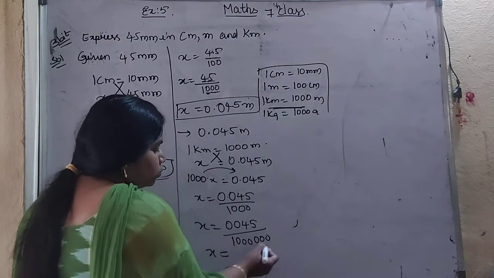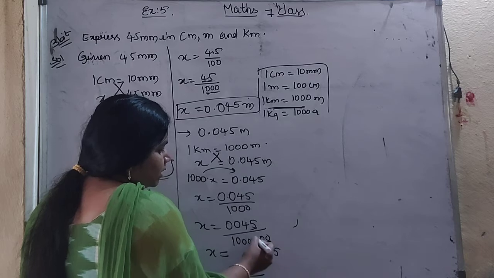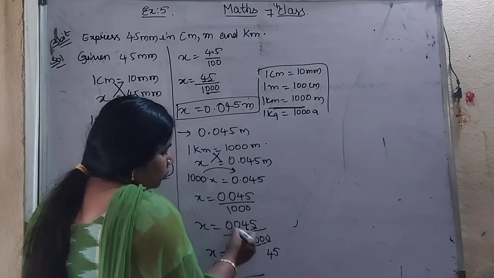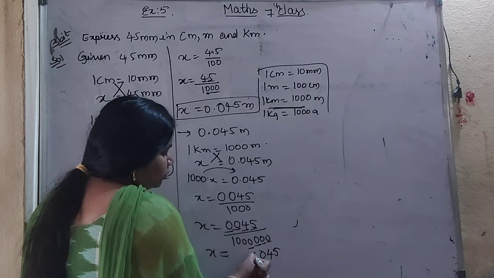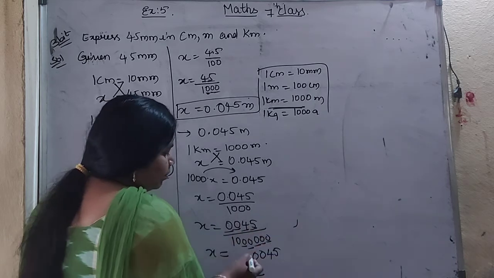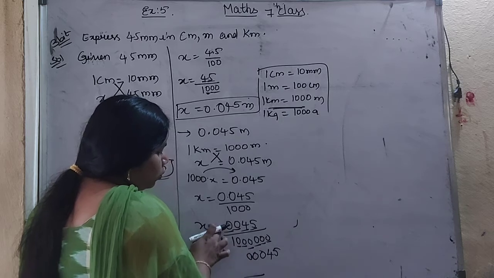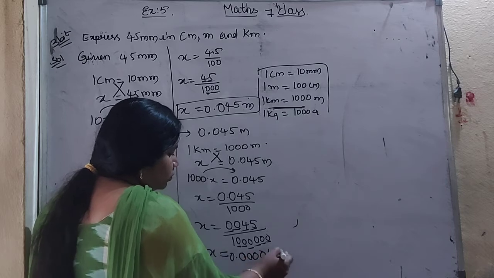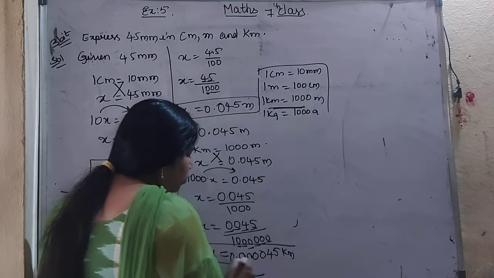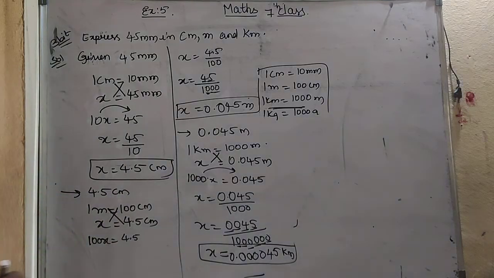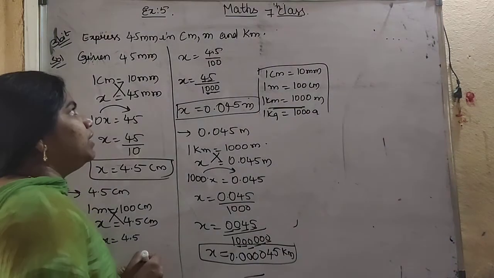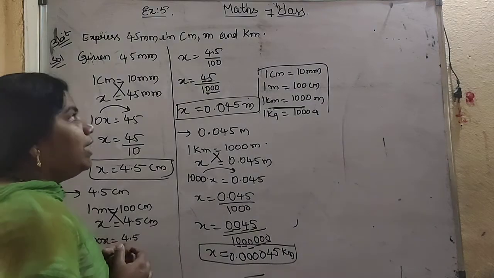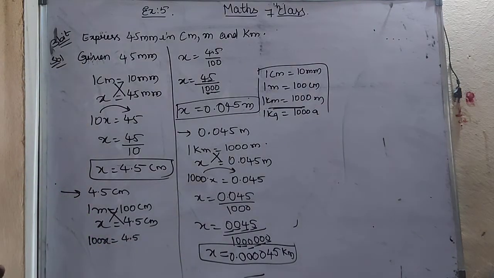So x will be equal to first 0, first number, second 0, second number, third 0, third number, fourth 0, fourth number, fifth 0, we don't have any number, so we will take it as 0. Sixth 0, no number, so 0. Zeros completed, numbers completed, point 0. So this will be equal to kilometers. x is equal to 0.00045 kilometers. So this is the conversion for 45 millimeters in centimeters, meters and kilometers. So this is our third bit.